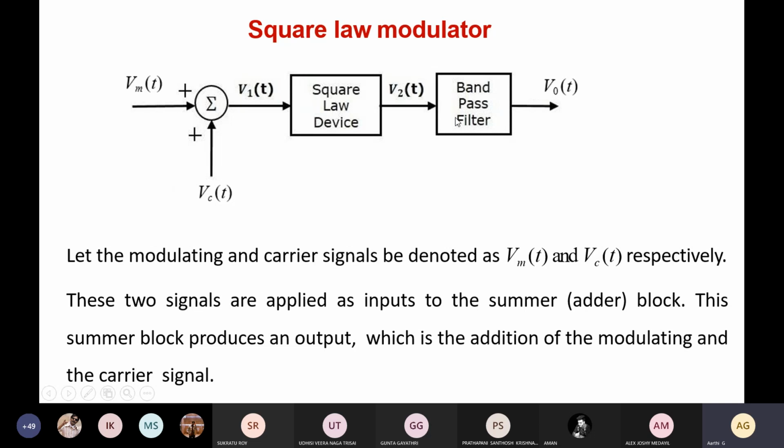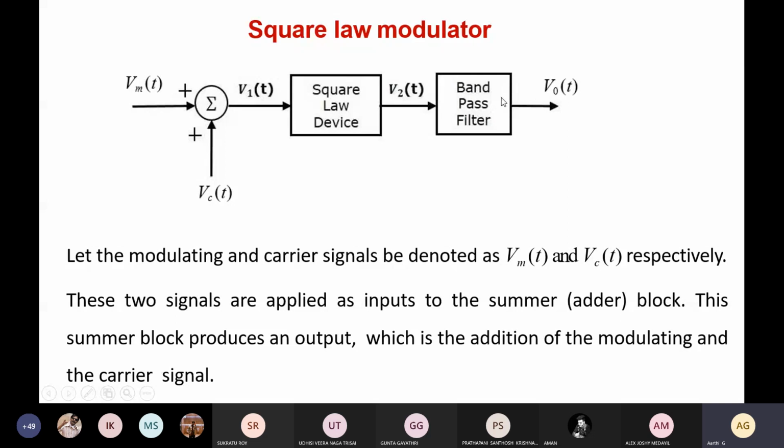So here, for the bandpass filter, we are going to use an LC tuned circuit. This LC tuned circuit is going to tune only the frequencies which are required. It is only going to take the bandwidth of twice FM, which is necessary for the AM generation.